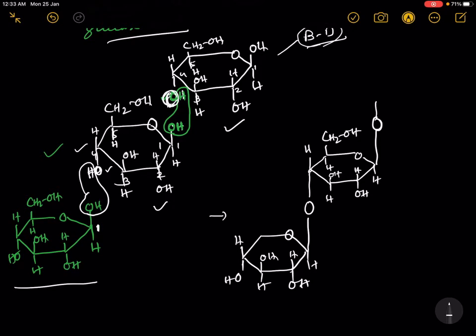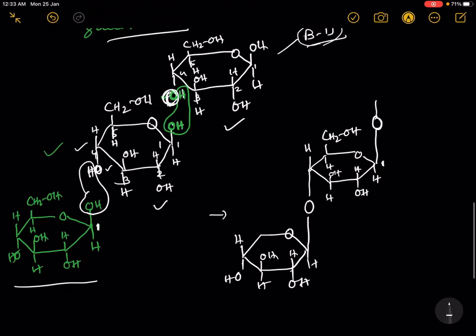This must be the number 4 position. This is 1, this is 4. So let us draw another beta D glucose unit. You see, H is written at the top, and at number 3 position OH is at the top and H at the bottom. H, OH, then H. This 5th position contains a CH2OH group and H at the bottom.